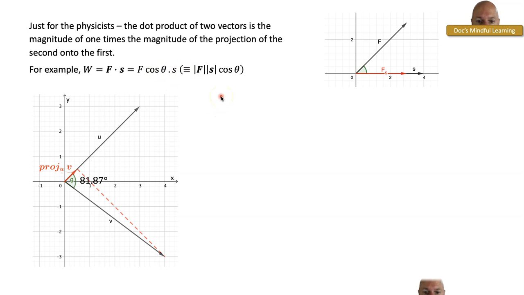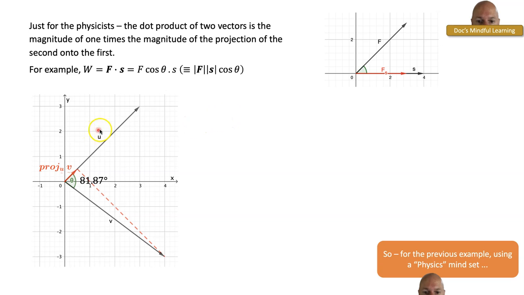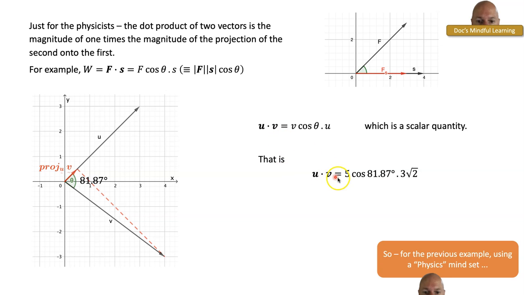So if we look at this previous example using a physics mindset, we can say that u dot v is the component of v in the direction of u, and given that that angle there is 81.87, which we saw in a previous video, that means u dot v is 5 cos 81.87 times 3 root 2, which is 3, as we again saw in a previous video. And it also corresponds to the value that we got using the product of x components plus y components.